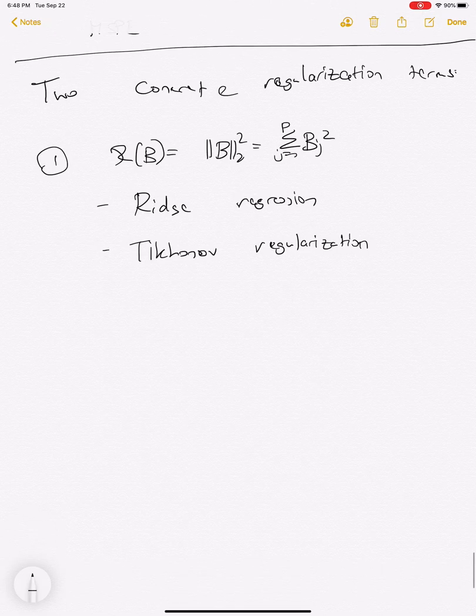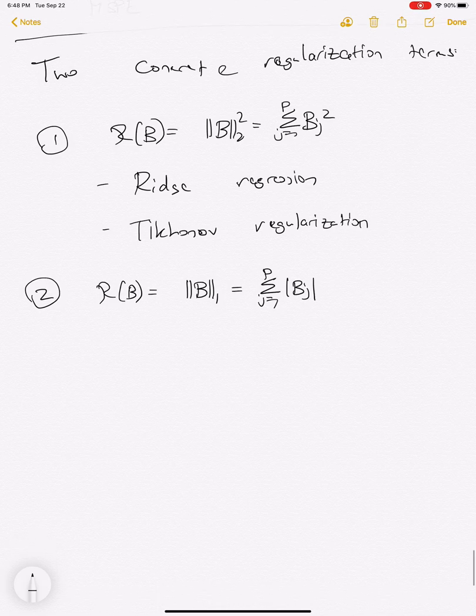And the second one, which we're going to see, is the L1 norm. What that is, you just sum up the absolute values of b_j, and this is often referred to as lasso regression. It has many names, but you can also think of it naturally as L1 regularization.